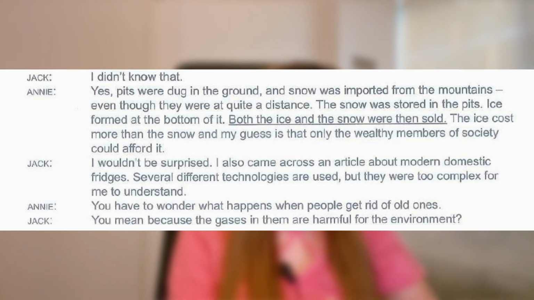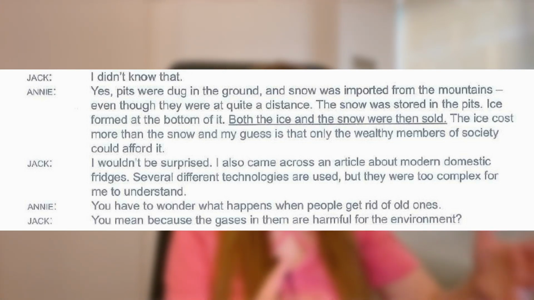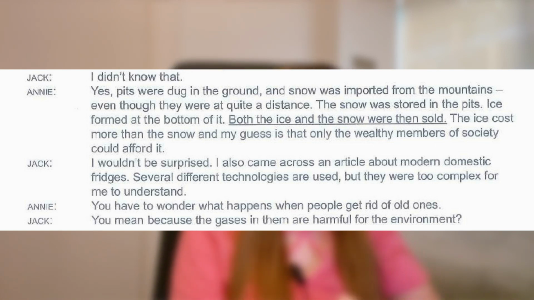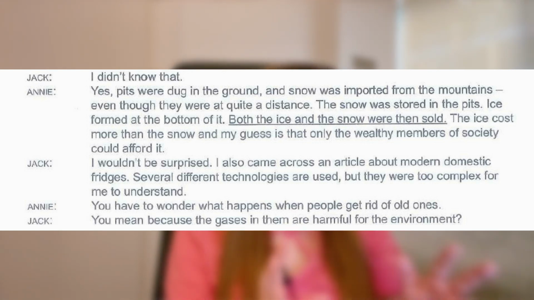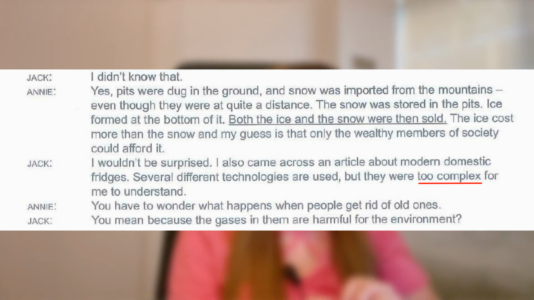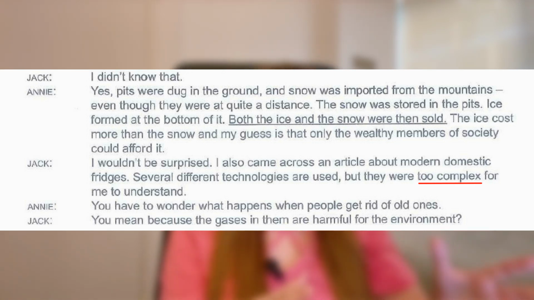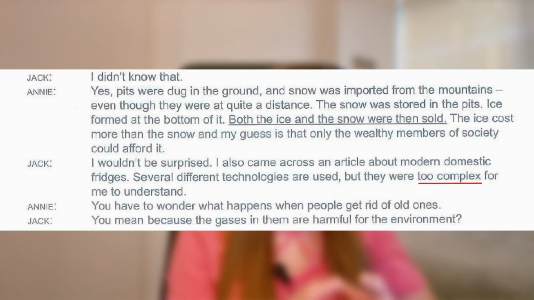That's right. So as you see, Jack starts, I also came across an article about modern domestic fridges, modern. It's about modern refrigerators. And several different technologies are used, but they were too complex for me to understand. So it's about complexity, that he couldn't understand it. We see here the fact that it was difficult to understand. It was too complex. But we don't see a feeling here. We don't see a feeling here that he was worried about that. And we don't see that Annie was worried about that.